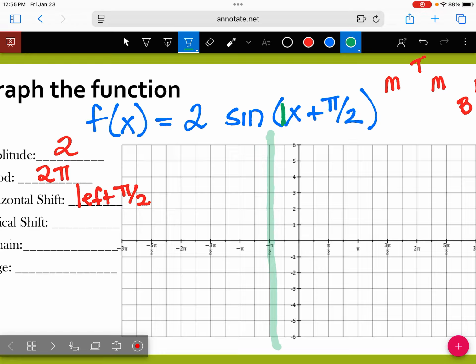Okay, where is the middle? What is my midline? The number would be in the back. When you don't see a number, that means K is 0. So you can add that if you want to. This is just an invisible 0 back here, which means that I'm not going to shift vertically. So this will be none, and that also means that my midline is on the x-axis.